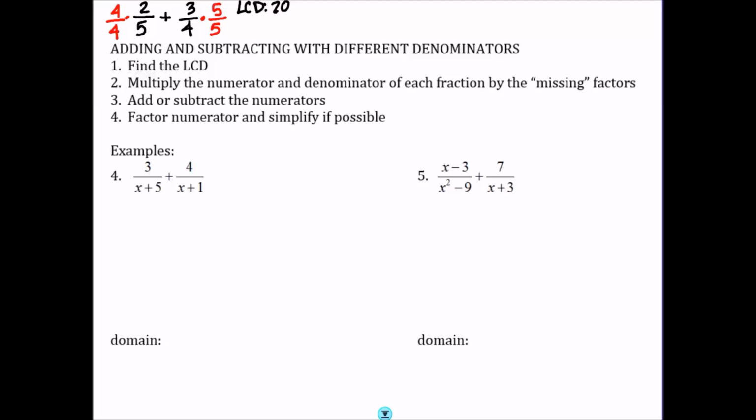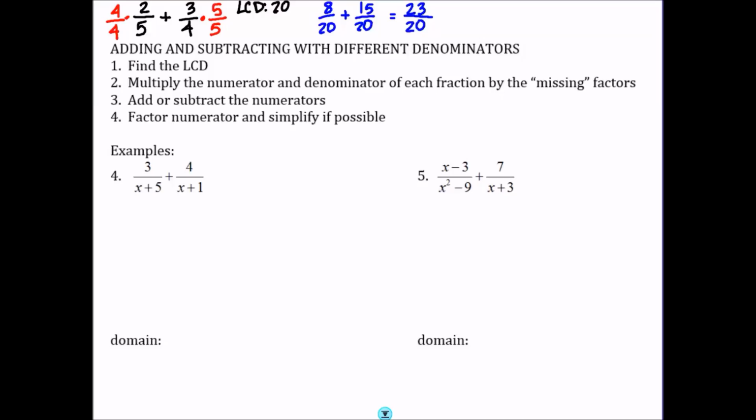Then we can go ahead and multiply these together. So you end up with 8/20 plus 15 over 20. Then we can go ahead and add. So in this case, we end up with 23 over 20. If we could simplify this at all, we would need to do that as well. So let's take a look at these examples when we are adding and subtracting rational expressions.